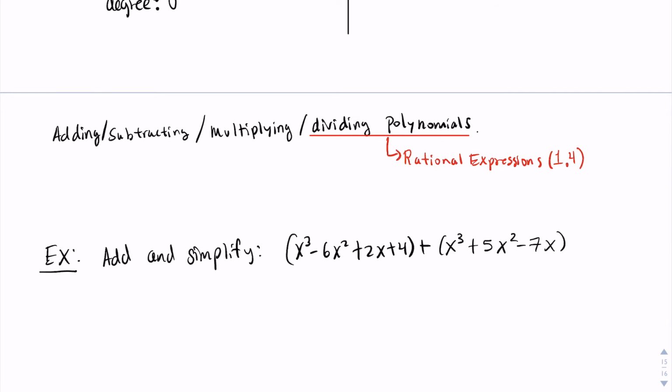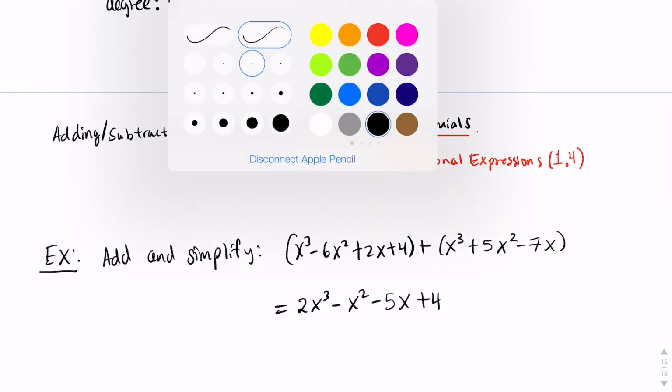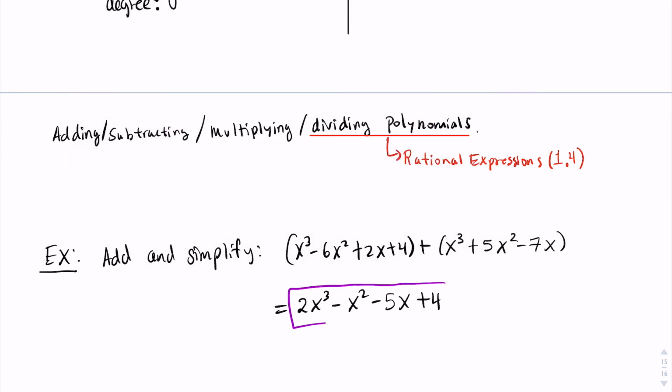X to the second power here and x to the second power, these are like terms as well. Negative 6x squared plus 5x squared will give you negative x squared. And 2x plus negative 7x is negative 5x, and the 4 doesn't have any like term to add with. So the answer will be 2x to the third minus x squared minus 5x plus 4. That's how we will leave it. There's nothing else we can do about that. Adding two polynomials will give you another polynomial.